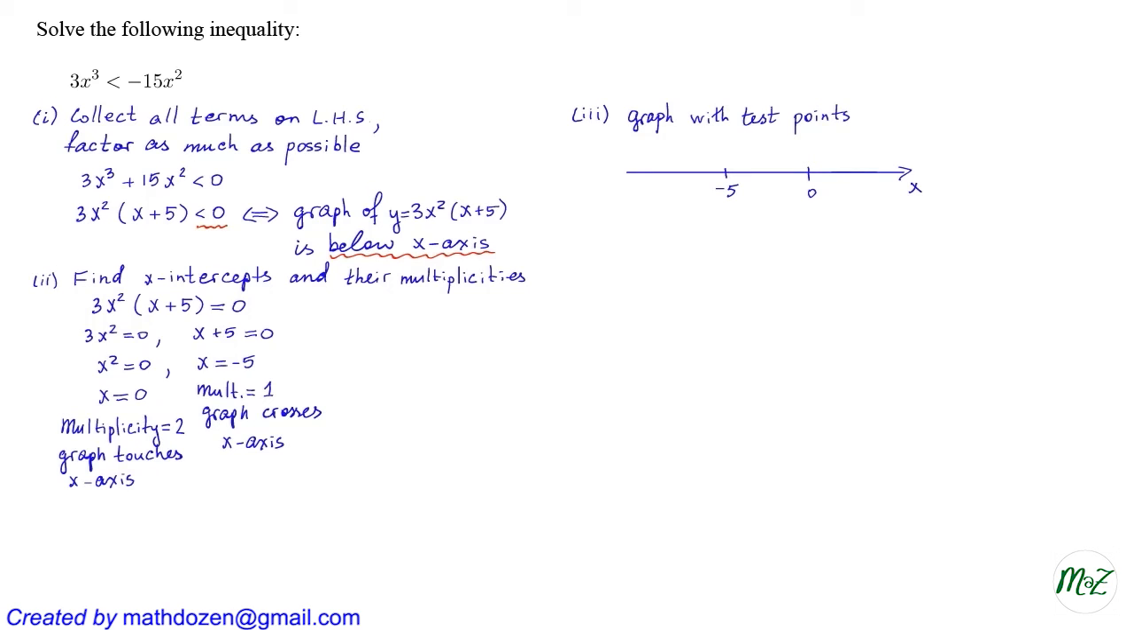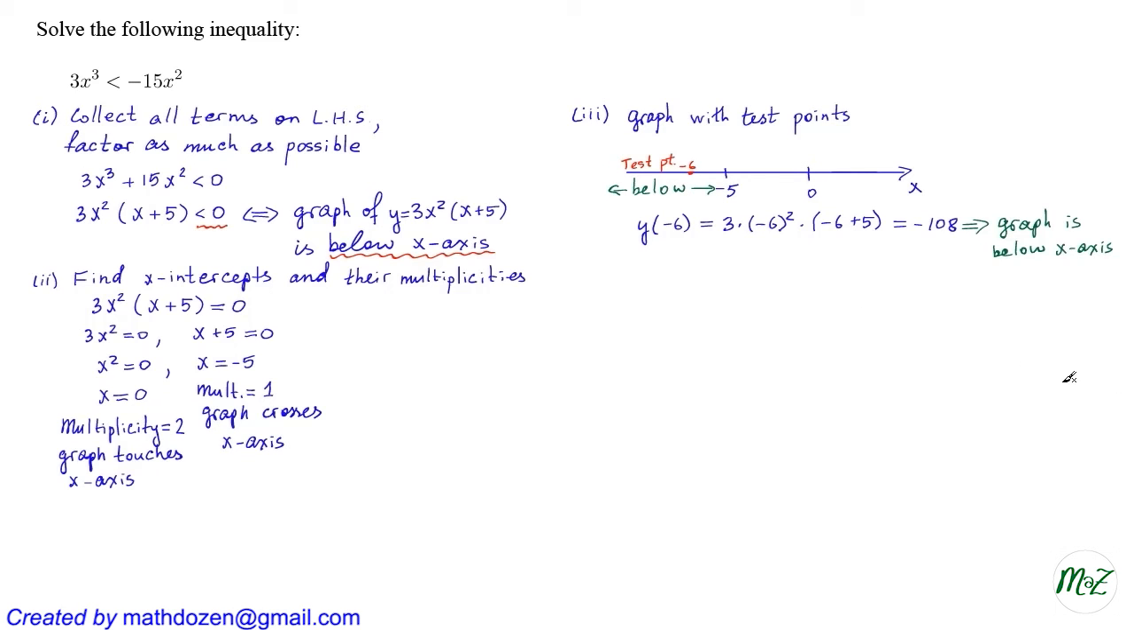So negative 5 and 0 are the two x-intercepts. So we could use some test point. This time we're going to use x equals negative 6. That's our test point. So y of negative 6 is equal to 3 times negative 6 squared times negative 6 plus 5. We calculate that out, we get negative 108. So since it is a negative number, it means that the graph is below the x-axis. So between the left end and negative 5, the graph is below the x-axis.